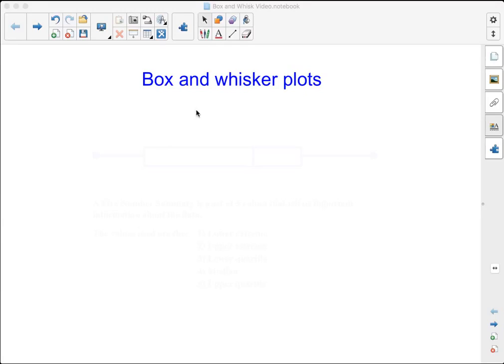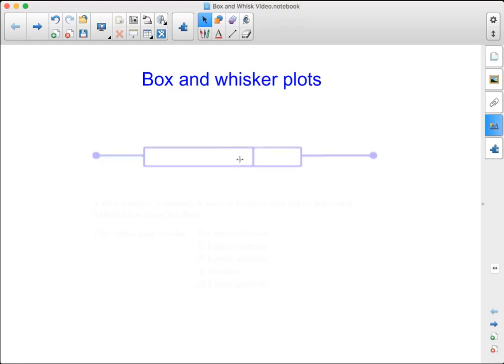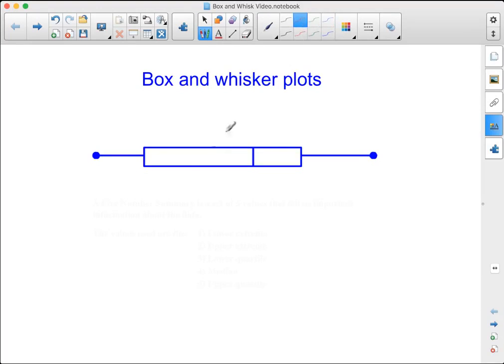So this lesson is about box and whisker plots. And a box and whisker plot basically looks like this. As you can see, hopefully, you have a box here, quite a big box, and it has some whiskers to the side of it. Now, to draw a box and whisker plot, we need some numbers of our data, some statistics.